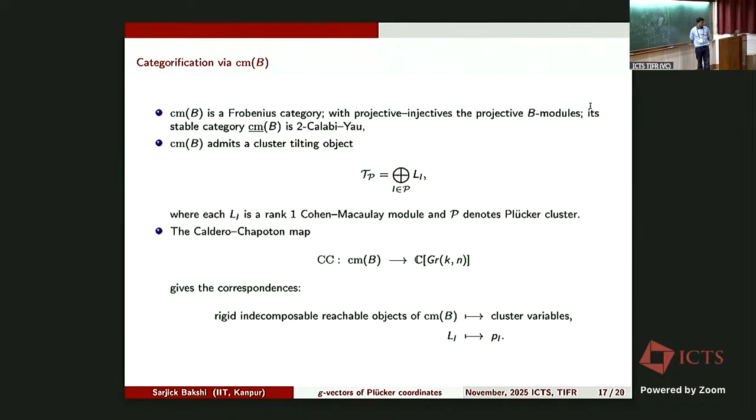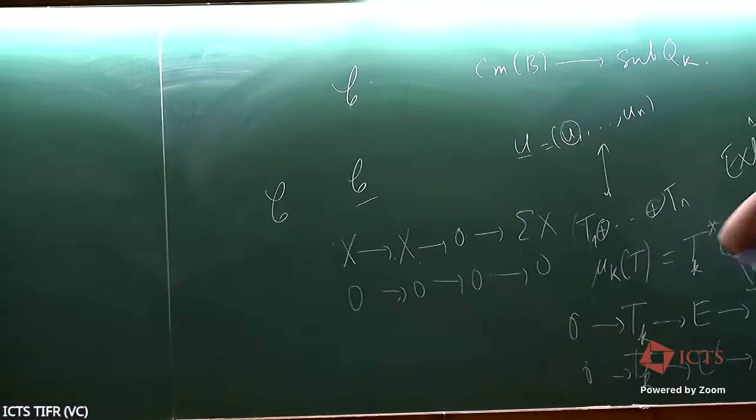So let's see how much we have extracted. So CMB is a Frobenius category. These are all shown by Jensen-King-Su. One should really say that it builds on work of Geiss-Leclerc-Schröer. They came up with this sub QK category. They built these preprojective algebras, and Jensen-King-Su's category is related. There is a map from CMB to sub QK. You just quotient by the projective at n.